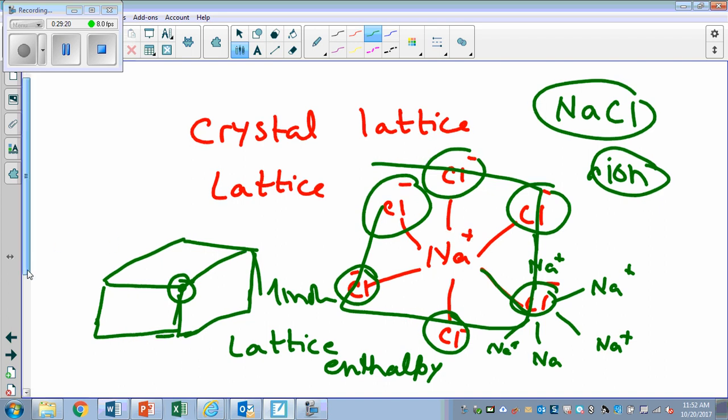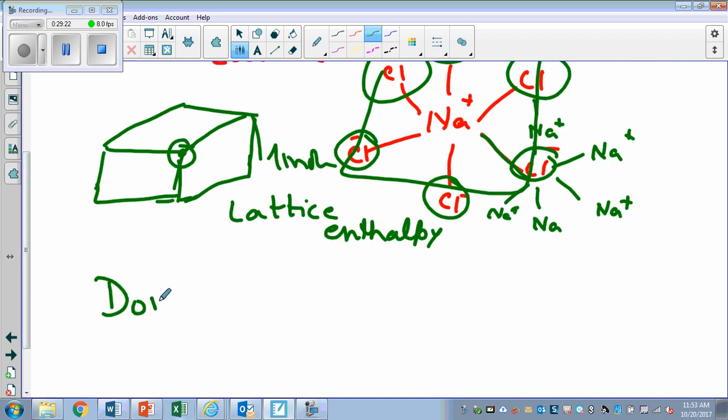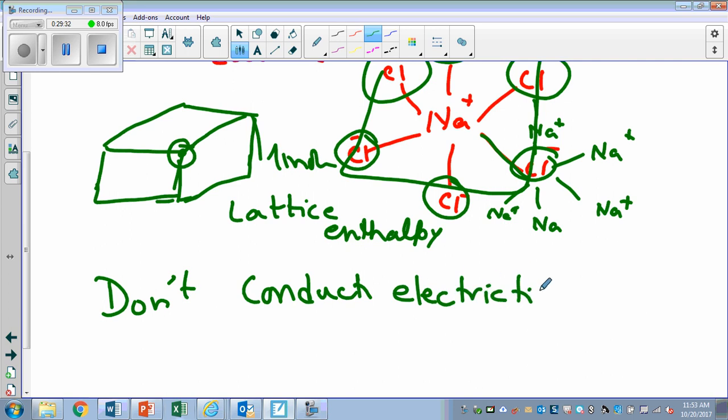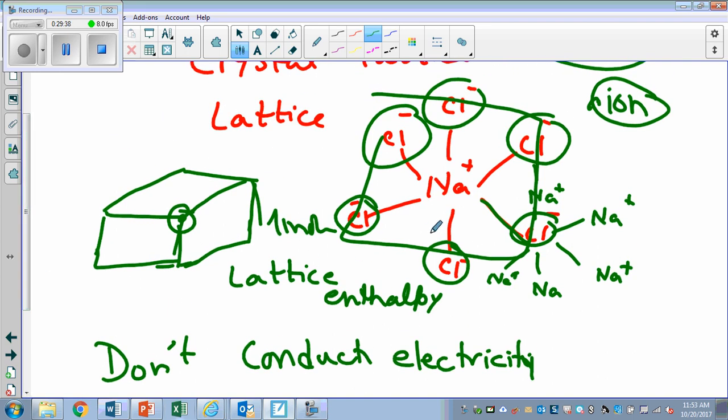That is why ionic compounds do not conduct electricity in solid state, because each ion is bound in its place. They're held at a place. They cannot move around, so they do not conduct electricity in solid state.